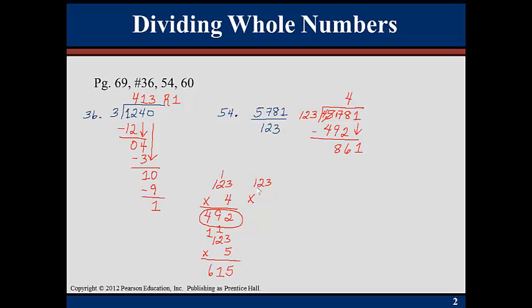So let's start by doing 123 times 7. Well, 3 times 7 is 21. And then 7 times 2 is 14, plus 2 is 16. And then carry the 1. 7 times 1 is 7, plus 1 is 8. So 123 goes into 861 7 times. We'll write the 861, and we have a remainder of 0.